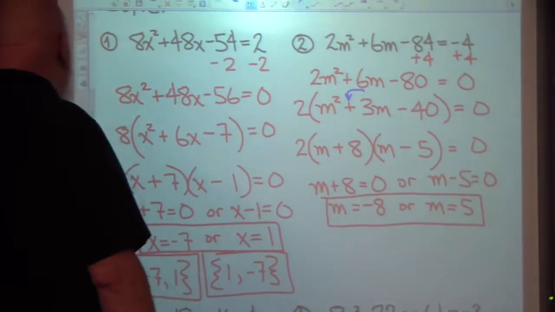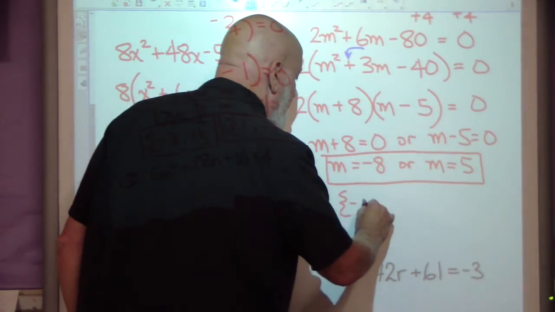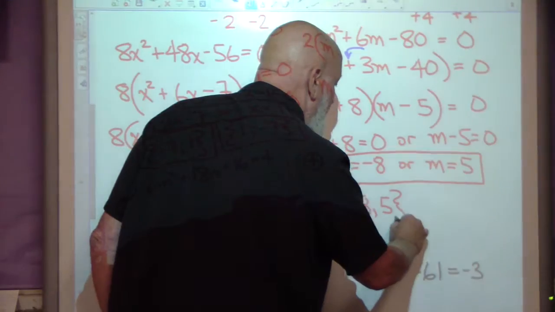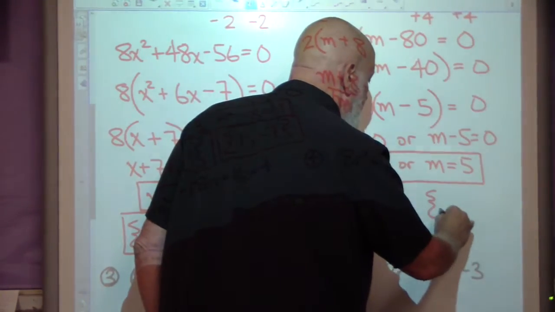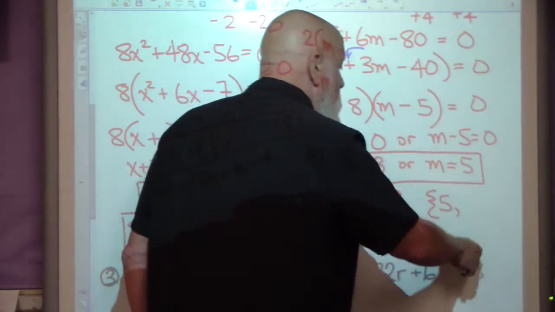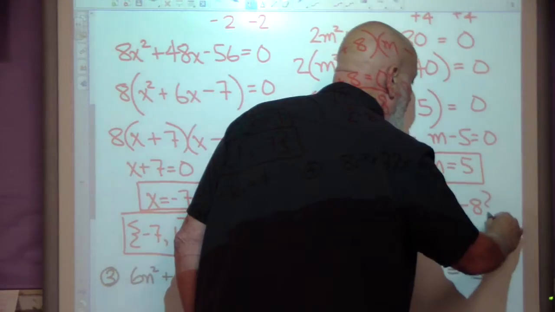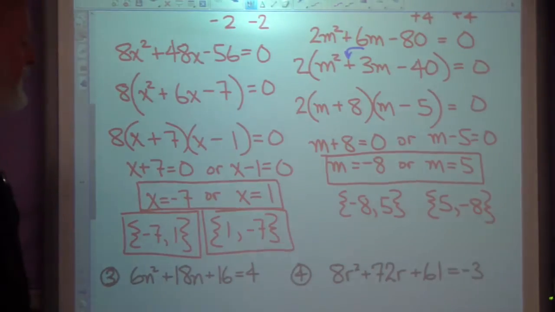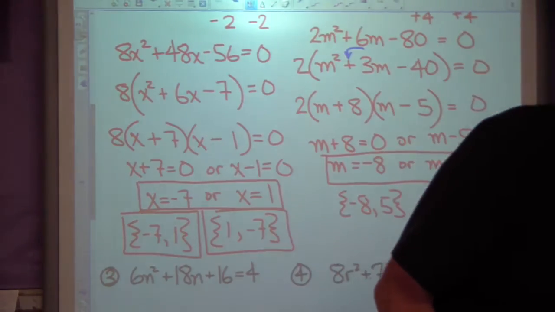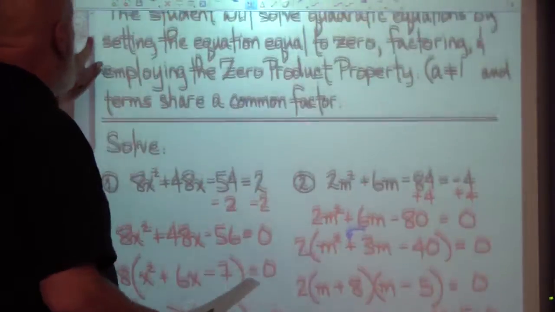And again, it could be written in set notation. The set whose numbers are negative 8 and 5, or it could be written like this. The order of the solutions, the elements of the set, does not matter. Okay. And now I'm in a good place to check to see if I got those right before I go any further. 927 and 928, I think.